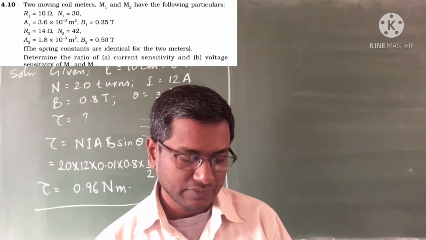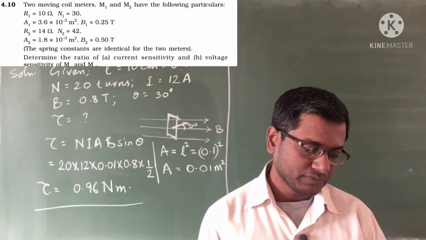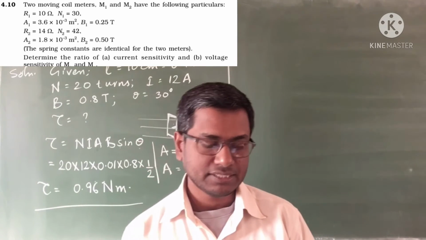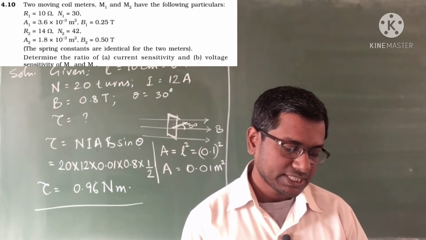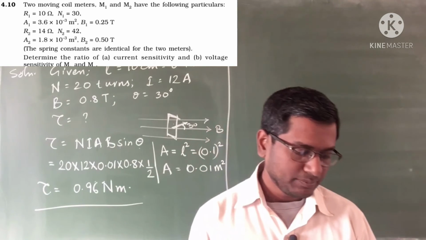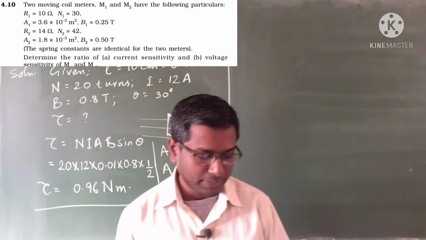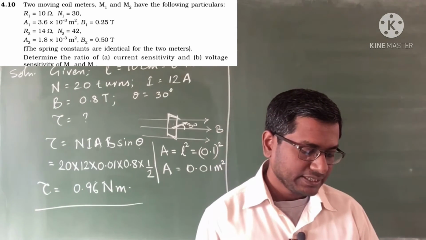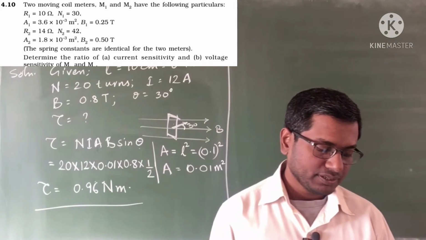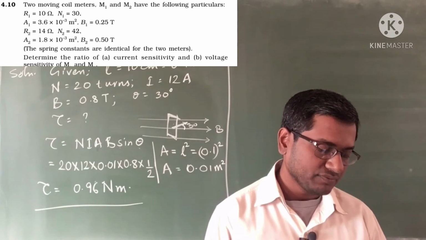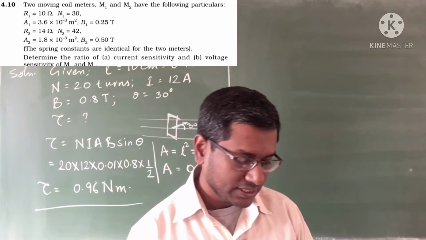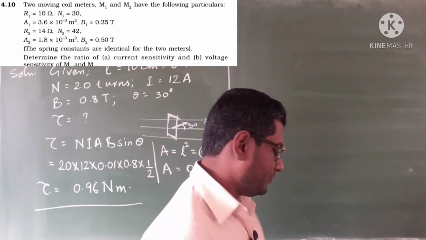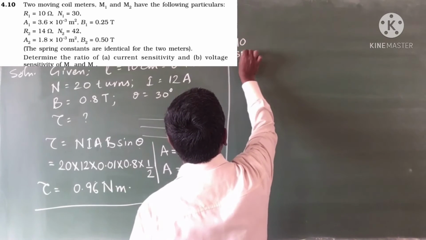The same details are given for the second meter: R2 equals 14 ohm, N2 equals 42, area A2 is 1.8 into 10 to the power of minus 3, and the magnetic field there is 0.5 Tesla. The spring constants are identical for the two meters, so we are using the same spring, or a spring made of the same material. We need to determine the ratio of current sensitivity and voltage sensitivity of M2 and M1. So in a way, they are asking for the ratio of M2 by M1 in terms of current sensitivity and voltage sensitivity. First, as we always do, we write the given data.